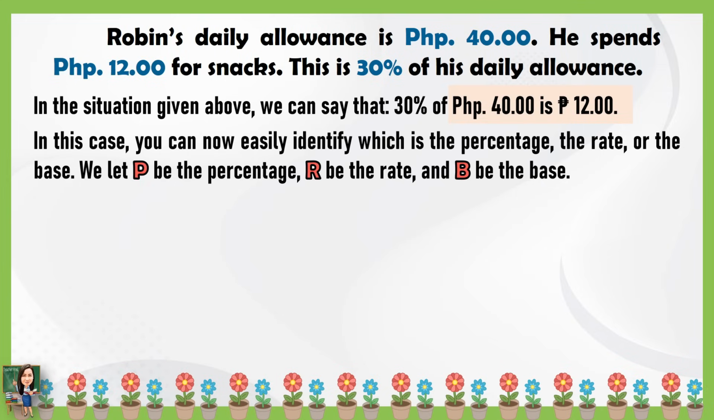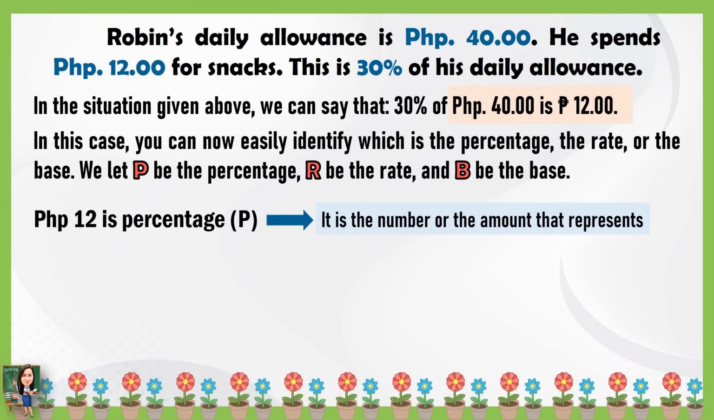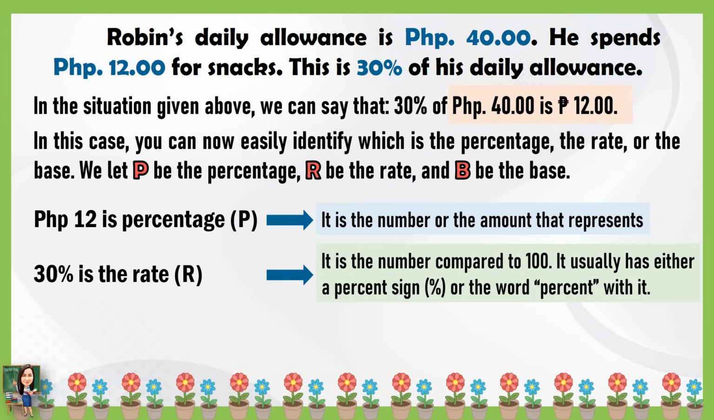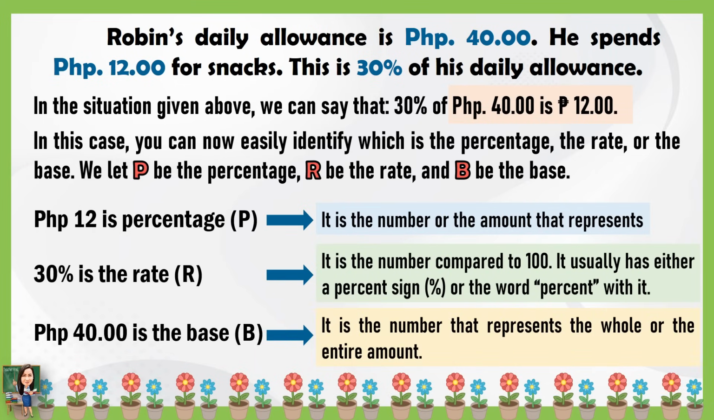In this case, you can now easily identify which is the percentage, the rate, or the base. We let P be the percentage, R be the rate, and B be the base. 12 pesos is the percentage. It is the number or the amount that represents. 30% is the rate. It is the number compared to 100. It usually has either a percent sign or the word percent with it. 40 pesos is the base. It is the number that represents the whole or the entire amount.